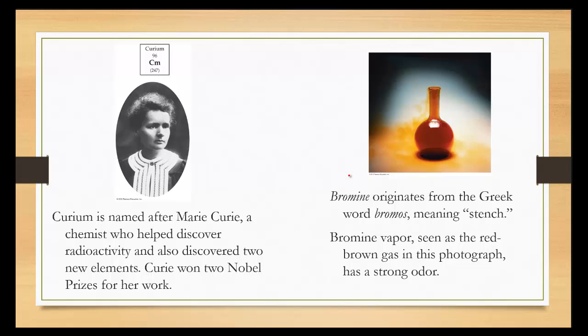Bromine originates from the Greek word bromos, which means stench. Bromine vapor, seen as the red-brown gas in this photograph, has a very strong odor.